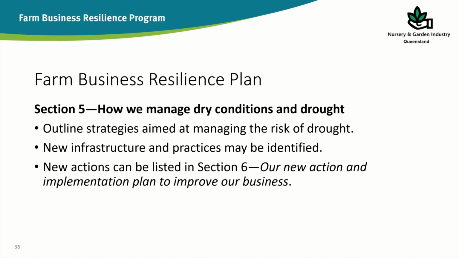Section 5 is about how dry conditions and drought are managed. This section outlines strategies aimed at managing the risk of drought and its effect on your business. New infrastructure and practices may be identified to help your business operation during the process of reviewing this. New actions can be listed in Section 6.